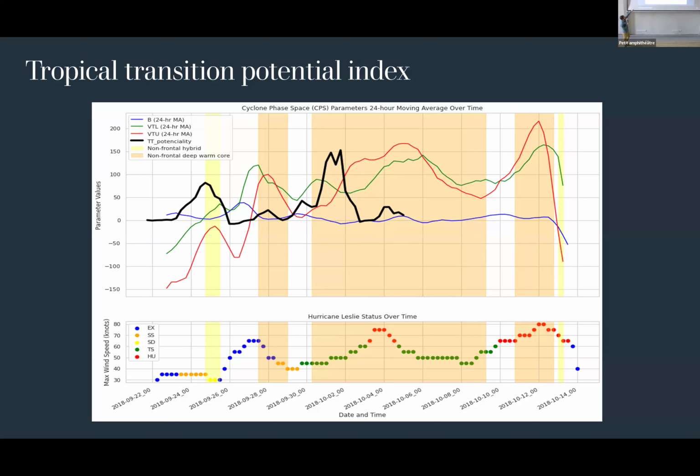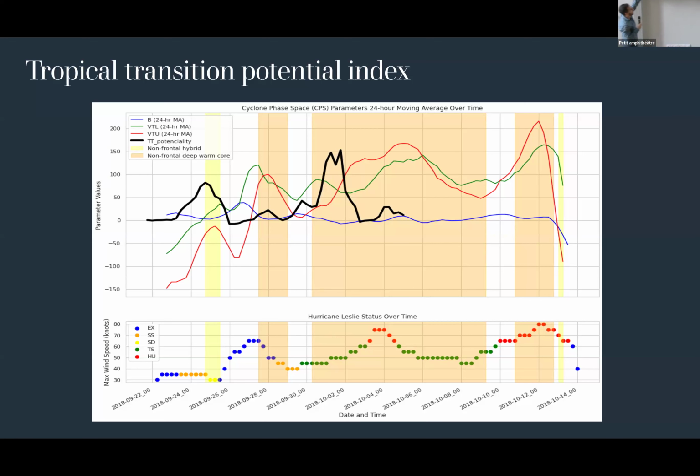But in the black line, you can see the tropical transition potential, and you can see that there is first an increase of this index in this region, but when there is a warm seclusion, the index tells you that there is not any tropical transition potential there. But when you have the tropical transition, the index increases.